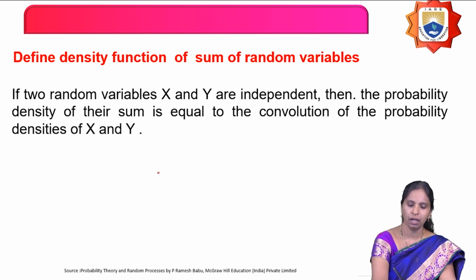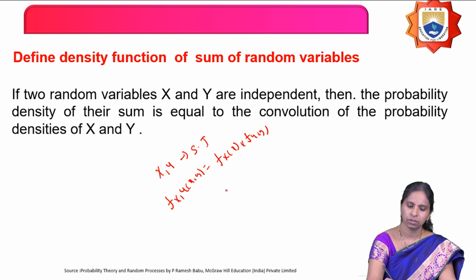Next one is define density function of sum of random variables. For example, I have taken two random variables X and Y, and let us say these two random variables are statistically independent. If they are statistically independent, then what is the condition? fXY(x,y) is equal to the product of the marginal density functions. Now you add them, so that you get a new random variable Z.